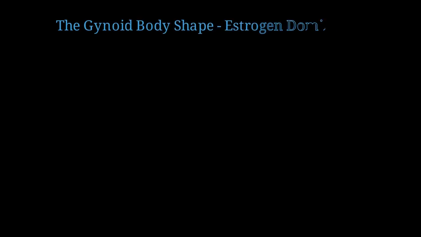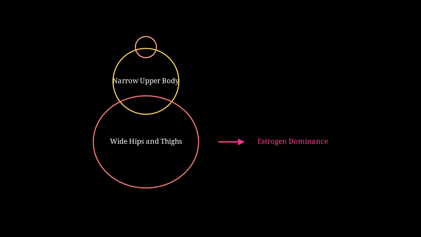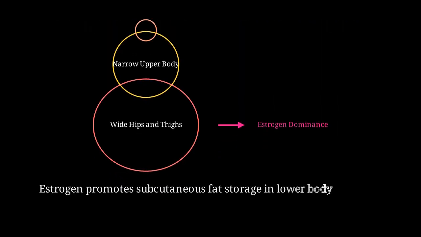The second major pattern is the gynoid or pear shape, associated with estrogen dominance or excess estrogen relative to progesterone. The gynoid shape features fat accumulation in the hips, thighs, and buttocks, with a relatively narrow upper body. This pattern is more common in women but can occur in men with hormone imbalances. Estrogen promotes subcutaneous fat storage, specifically in the gluteofemoral region. This is an evolutionarily conserved pattern related to reproductive function.